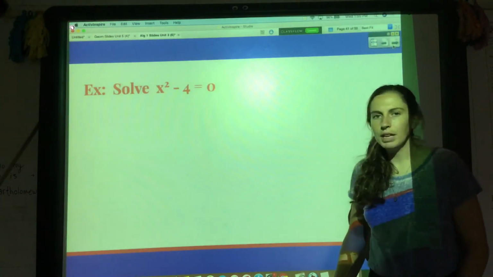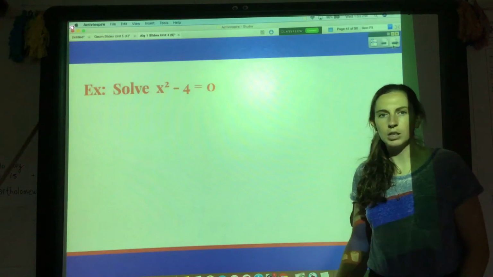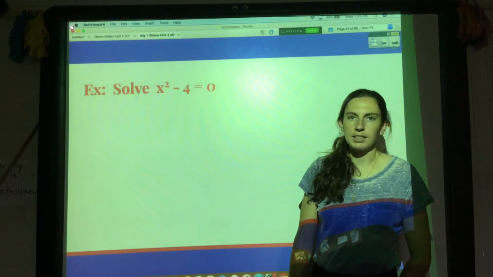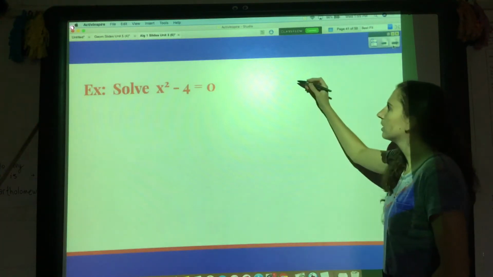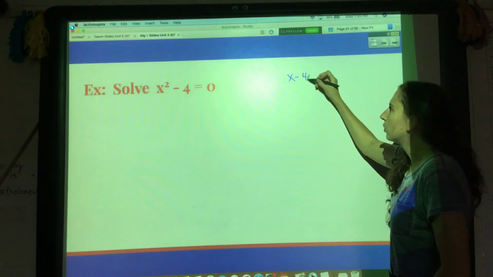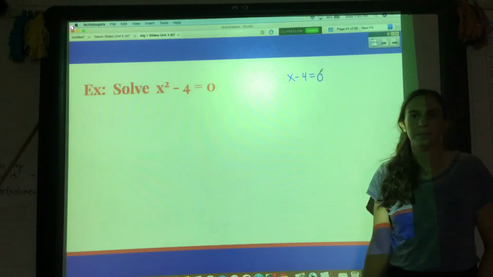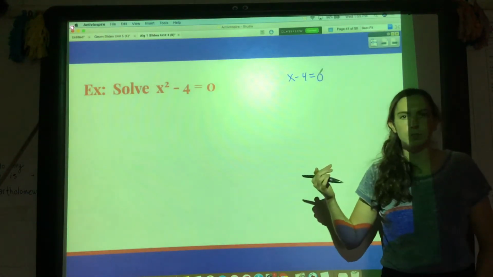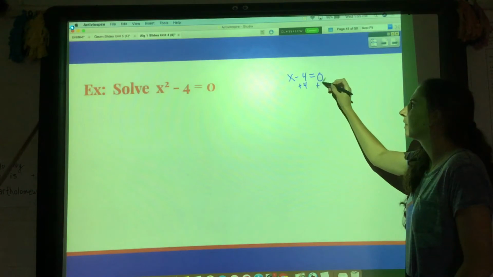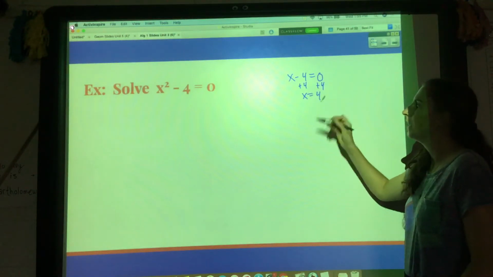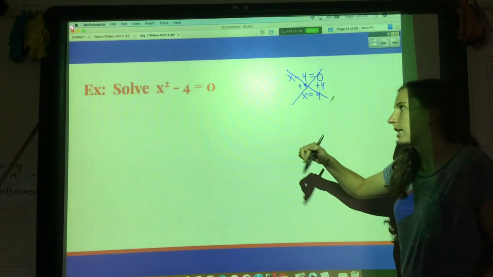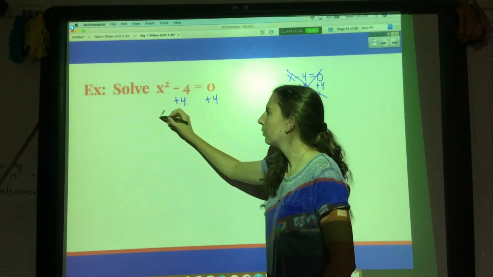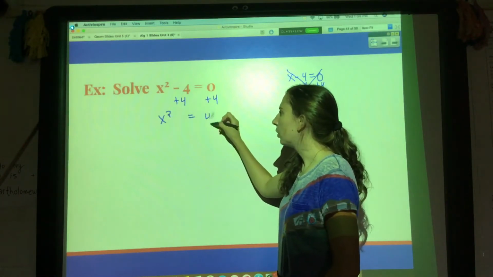And square root method just means you're basically just going to solve like you always have. If I want to find x, then I literally just get x by itself. For example, imagine that this was x minus 4 equals 0, just a linear equation. If I was trying to solve this, I would just get everything away from x until I have x by itself. I would add 4, and then I just have x equals 4. This is going to require just one more step. I'm going to add 4 to both sides. That will leave x squared equals 4.